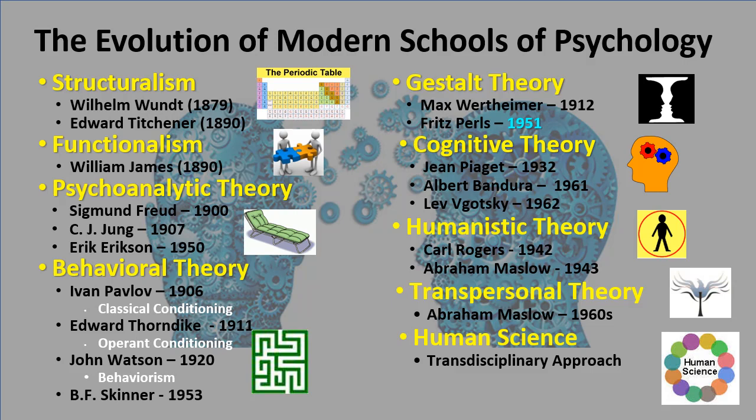So the three main ones that we look at now are psychoanalytic theory, behaviorism, and cognitive theory. Gestalt gets mixed in with everything, as does humanistic theory, transpersonal. And then human science is the more modern real name for psychology, which looks at all of these things together. But the ones you're going to be focusing on for this course are psychoanalytic or psychodynamic theory, behaviorism, and cognitive theory.